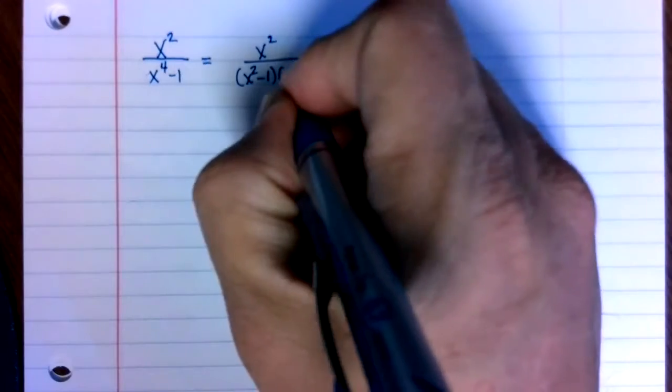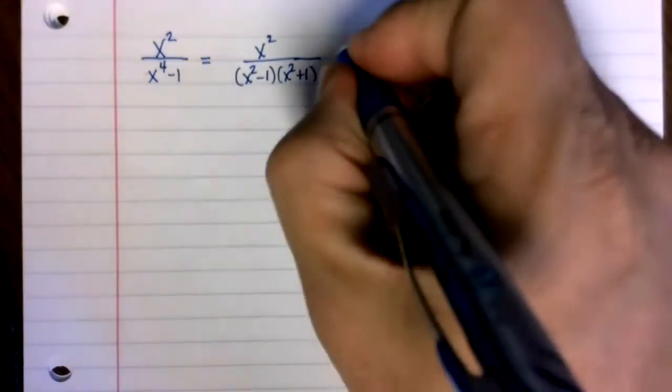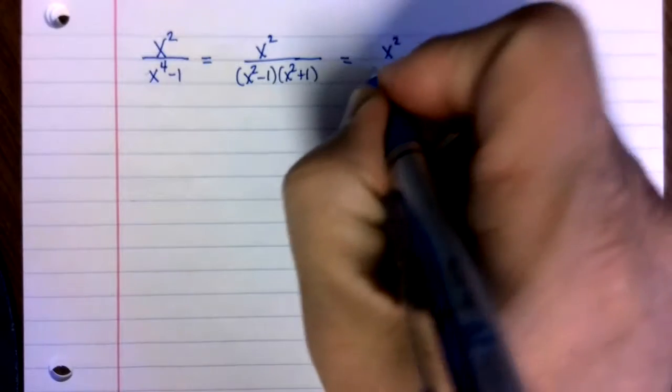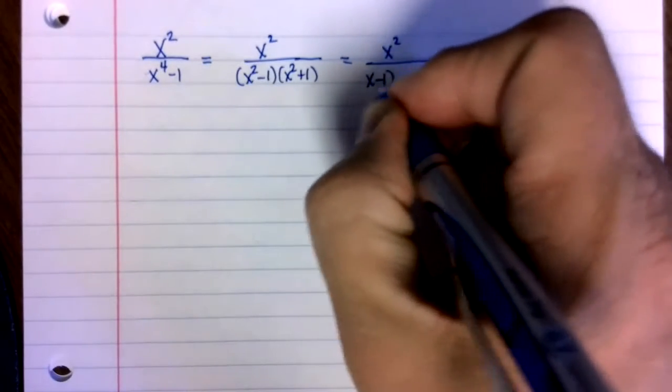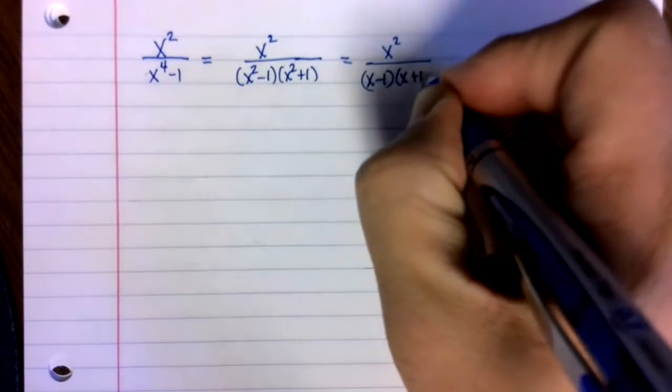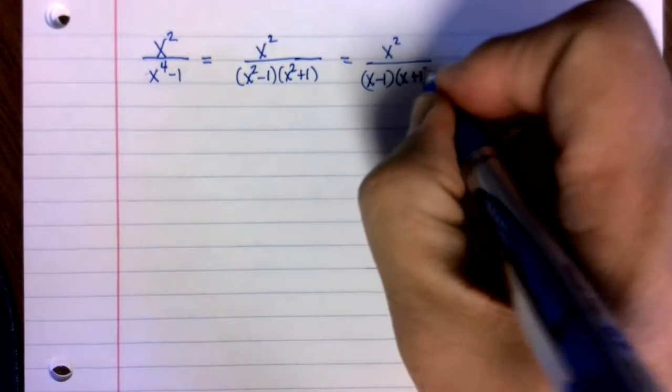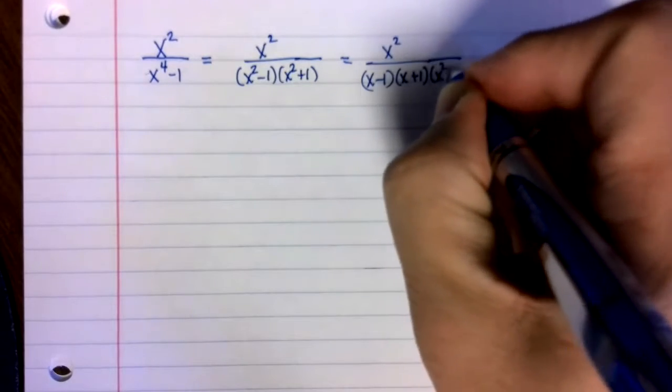So for this one, we're going to do the partial fraction decomposition of x squared over x to the fourth minus 1. Whenever doing partial fractions, it's important to have the denominator factored. So we will write this as x squared over (x squared minus 1)(x squared plus 1), using the formula for the difference of two squares. And that's equal to x squared over (x minus 1)(x plus 1) and then (x squared plus 1).